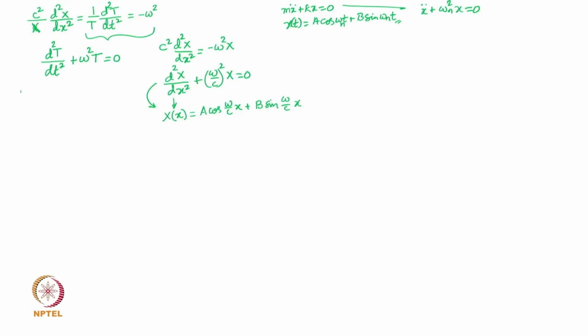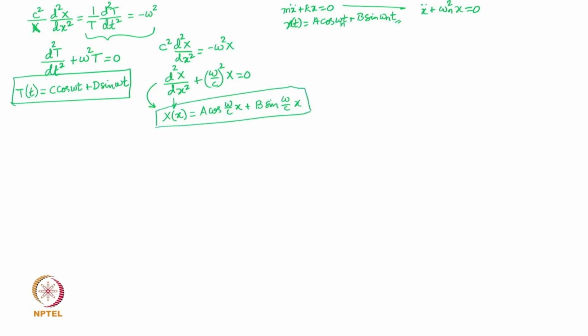On similar lines, this particular function in time, capital T as a function of time, can be written in a general solution as C cos omega t plus D sine omega t. Okay, so these are the two equations, two general solutions that we have for each of these individual functions.